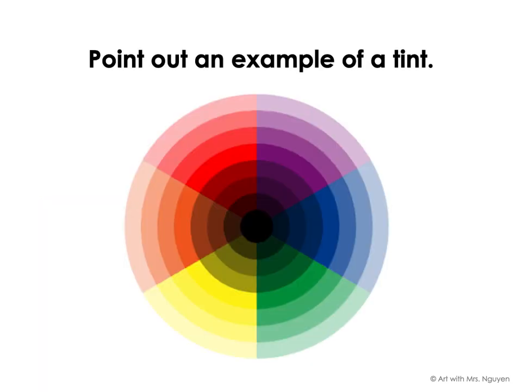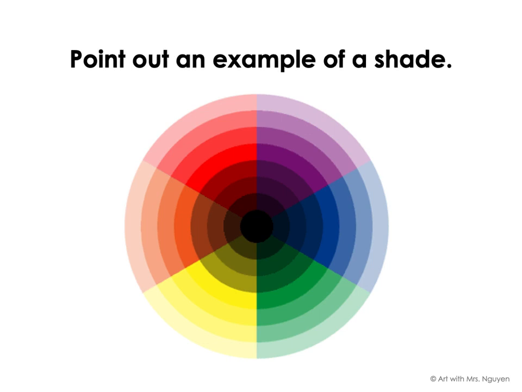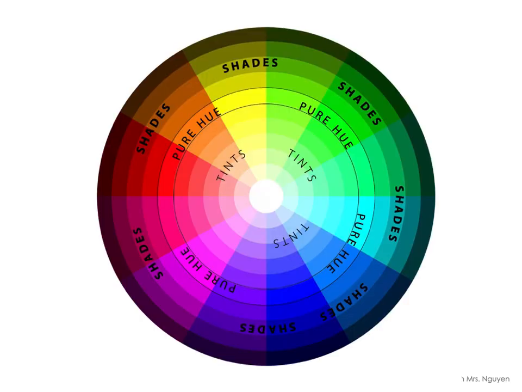Let's point out an example of a tint. Okay, so if you look at the outer ring of that color wheel, the very outer ring, those are all tints because that is, let's say purple had added white, okay? If you go to the inner ring of the color wheel, you will see the darker colors and those are your shades, okay? So if you look closely, you can see shades in that inner ring.